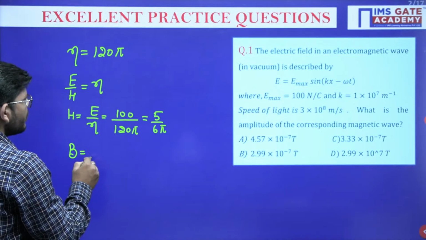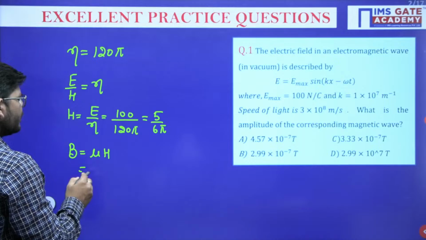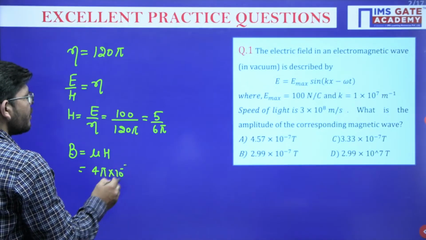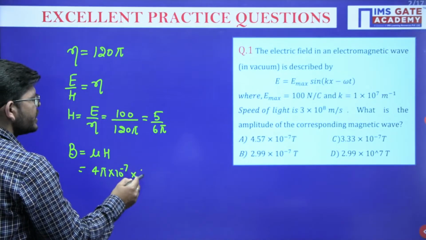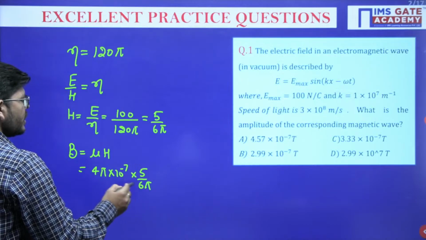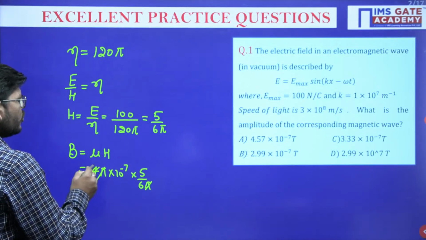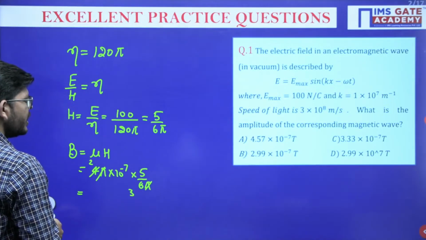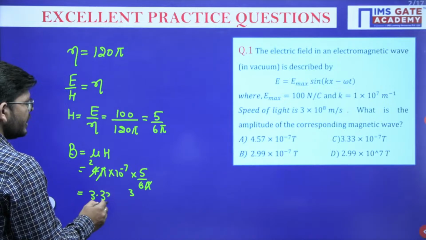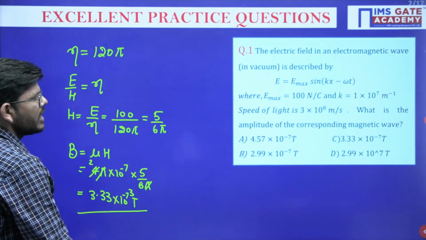So what is B? B is basically equal to mu into H. We are talking about free space, so mu will be 4 pi into 10 to the power minus 7. And H is 5 by 6 pi. So how much will be the answer? The pi and pi get cancelled, and we get 2 by 3 here, or ultimately we get 10 by 3. 10 by 3 means 3.33 into 10 to the power minus 7 Tesla, and that will be the answer.